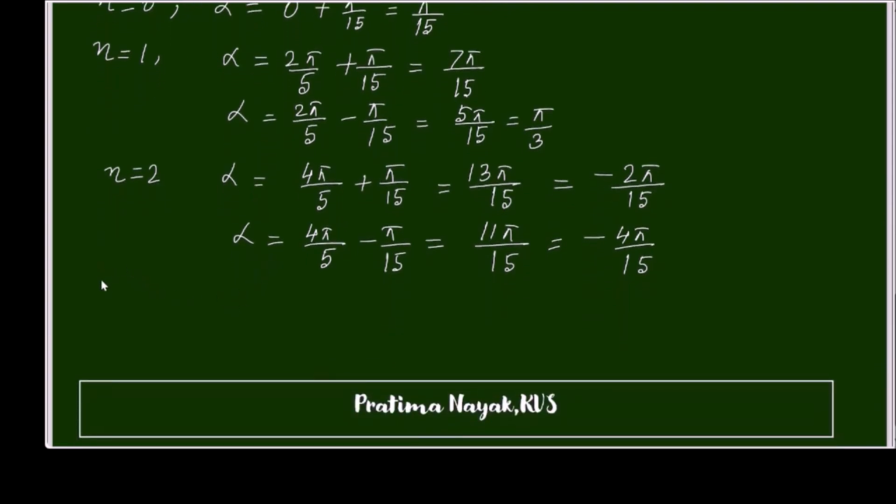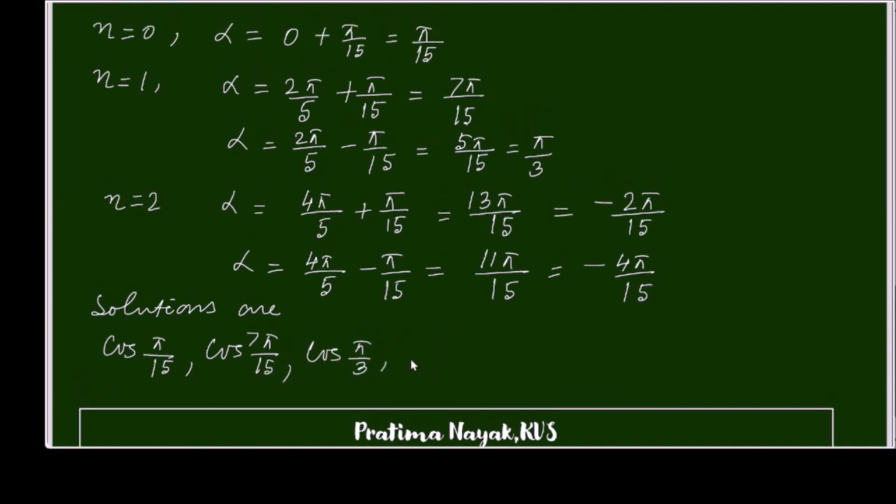So what are the solutions? Solutions are cos pi by 15, cos 7 pi by 15, cos pi by 3, cos minus 2 pi by 15. Of course, that will be same as your pi by 15, and your cos minus 4 pi by 15. This is same as your 4 pi by 15. So there are 5 solutions.